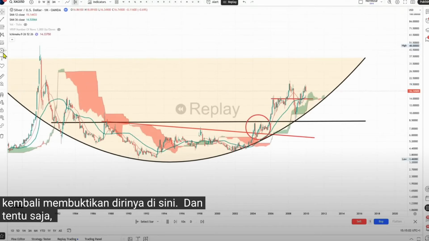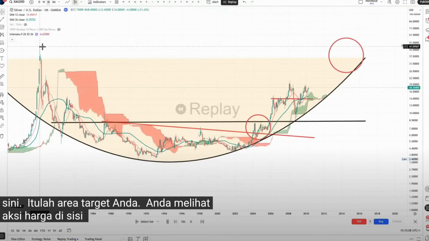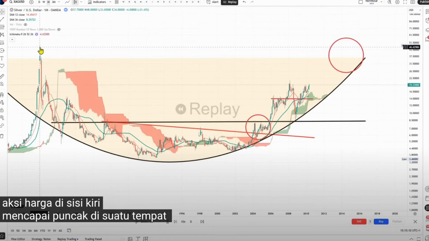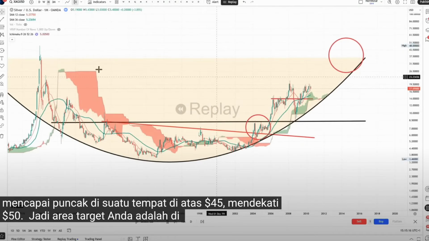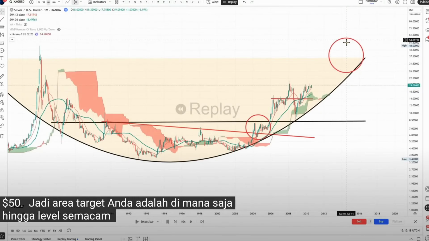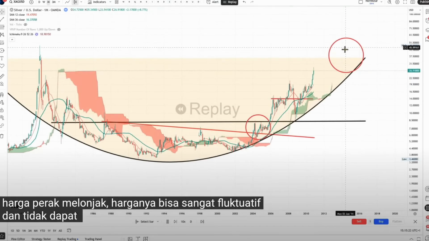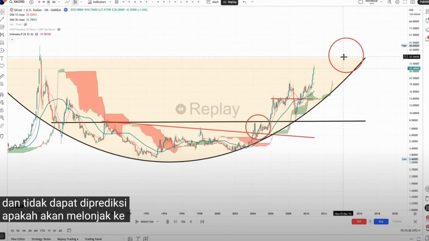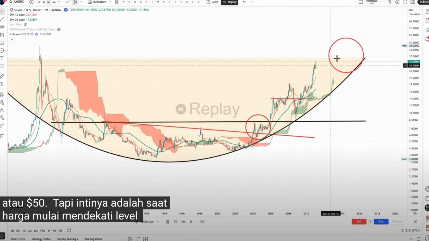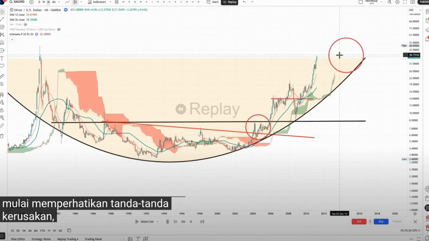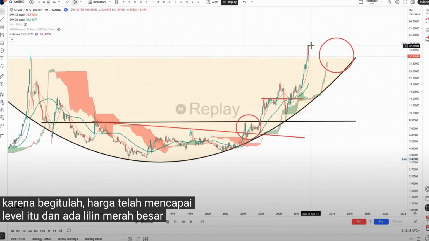And all the while, of course, the target is up here. That's your target area. You see the price action on the left-hand side hit a peak somewhere above $45, close to $50. So your target area is anywhere up to that sort of level. As silver price spikes, it can be very volatile and quite unpredictable in terms of whether it's going to spike to $35, $40 or $50. But the point is that as price starts to approach that level, you start to look out for signs of a breakdown because there you go, price has hit that level and there's a big red candle there.